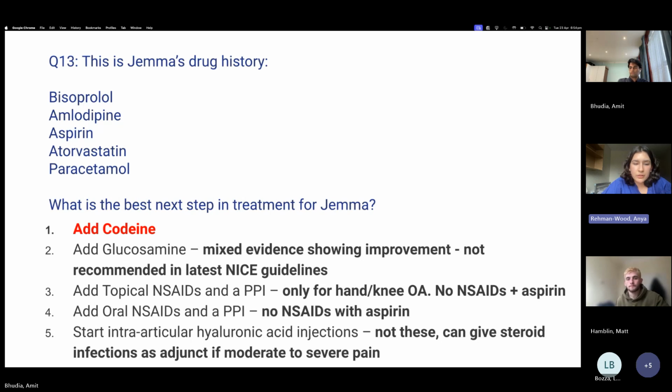Number 5, we don't use these for osteoarthritis. We do use intra-articular steroid injections to give short-term relief in severe cases, but there's a limit to how many times a patient can have these steroid injections. It's mostly used to cover for important life events. So the best one would be to add codeine. Okay, should we move on?